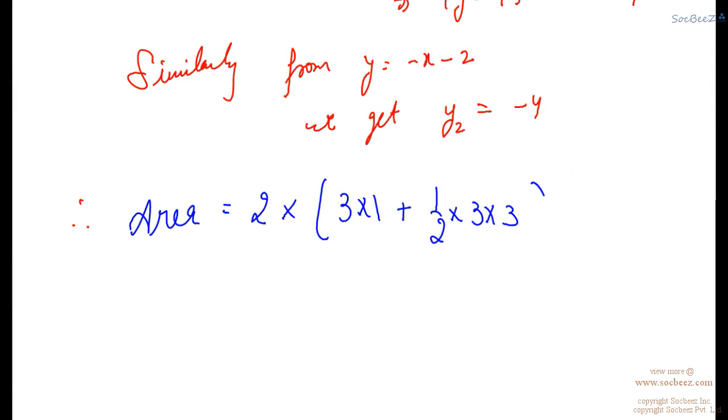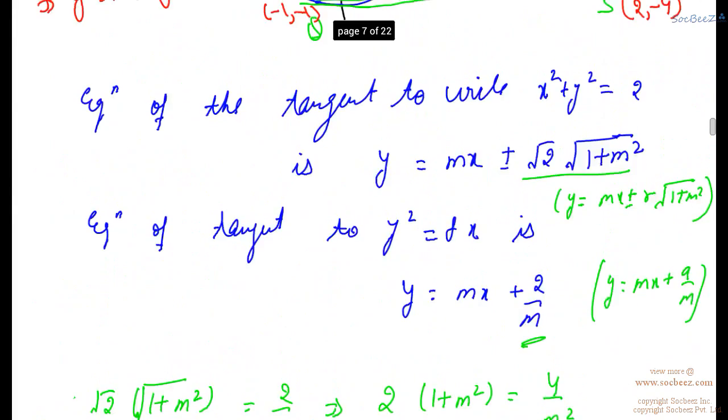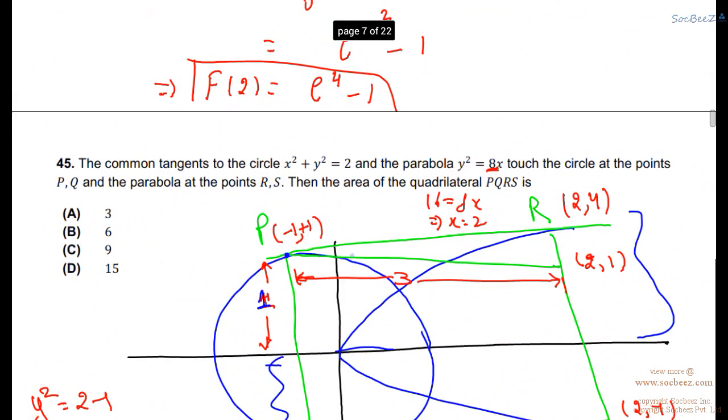plus half into 3 into 3, which is equal to 6 plus 9, or 15 square units. Since the base is 3 units and the height is also 3 units, that is 4 minus 1. I've drawn it smaller, but this is 3 units. So half into base into height gives us the area of the triangle. So the correct answer here is option D.